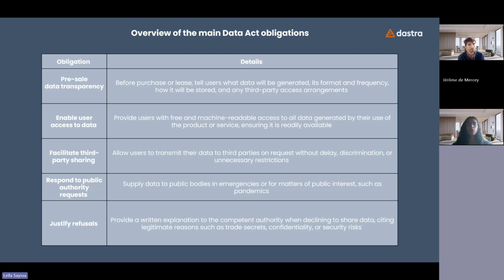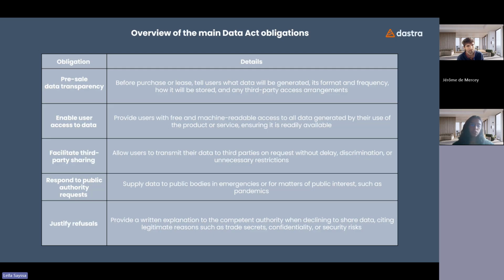There's also the obligation to facilitate third-party sharing, so a user can request from the manufacturer, the service provider, or actually the data holder, to share their data with third parties. The third party here could also be a public authority. The Data Act covers the case where a public authority will request certain data, and it explains what the emergencies are, what situations are covered, and what constitutes a matter of public interest. That's a whole other aspect, so we won't have time to get into it.